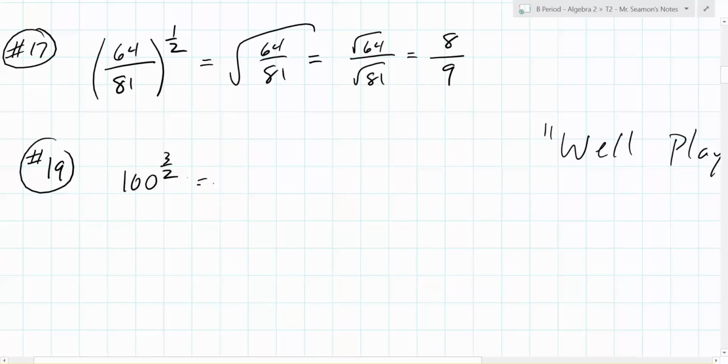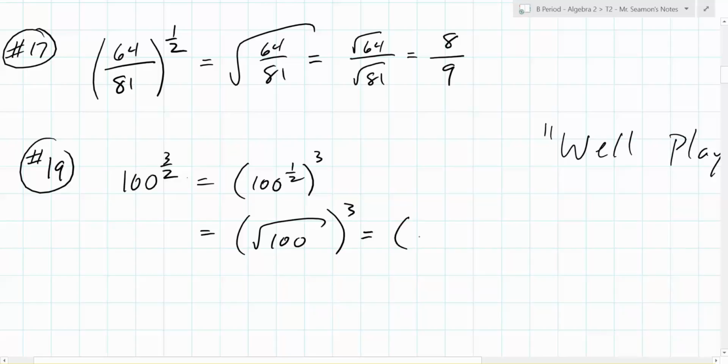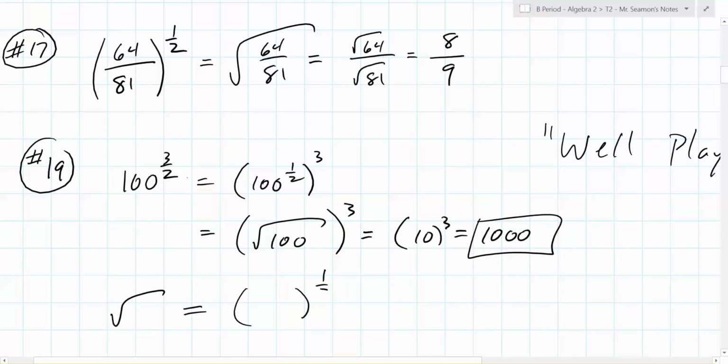100 to the 3/2. Remember, you're supposed to break that into 100 to the 1/2 to the what power? Remember, you go smaller first. What does 1/2 power mean? Square root of 100 to the third. What's the square root of 100? 10. To the third is 1,000. Done. Where did the half go? Square root means to the 1/2 power.